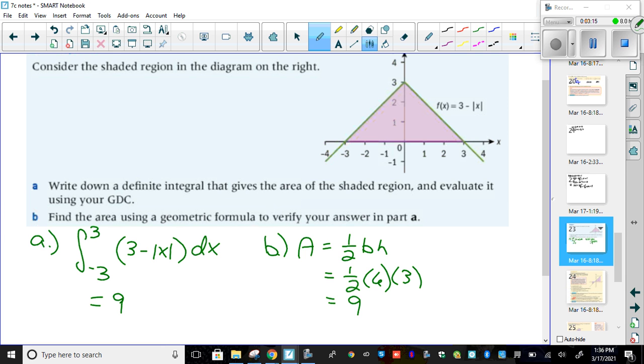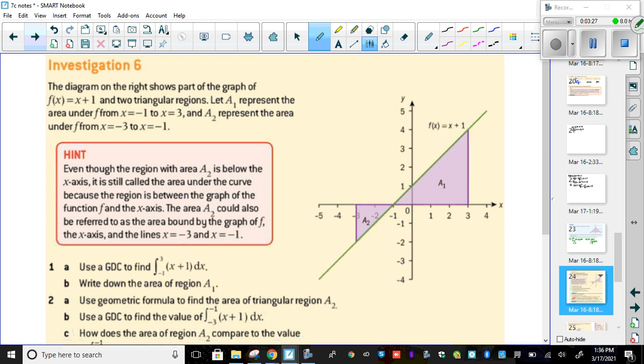Okay, the next investigation then, so that's just kind of how they all work. You're going to do geometric formulas for them, that sort of thing. The next investigation is quite lengthy and super important. So you're going to take some time to go through this investigation. The diagram at the right shows parts of the graph for f of x equals x plus 1 and 2 triangular regions. Let A sub 1 represent the area under f from -1 to 3, and A sub 2 represent the area under f from -3 to -1. Keep in mind when they talk about under the function, it's always from the function to the x-axis, whether it's above or below. It's always from the function up to the x-axis, again, both directions.